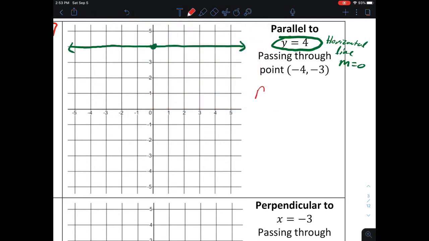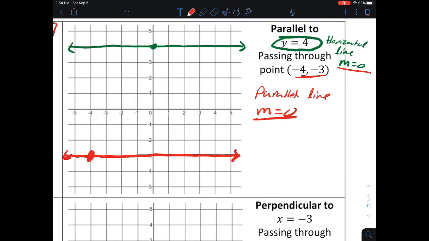Now, we want to be parallel to it. So my parallel line is going to have a slope of the same number. They're both going to be the same. And it needs to go through the point -4, -3. So I'm going to put a dot there. And the only way I can draw a line that is horizontal passing through that point is going to be right here. So a flat line at y equals -3.